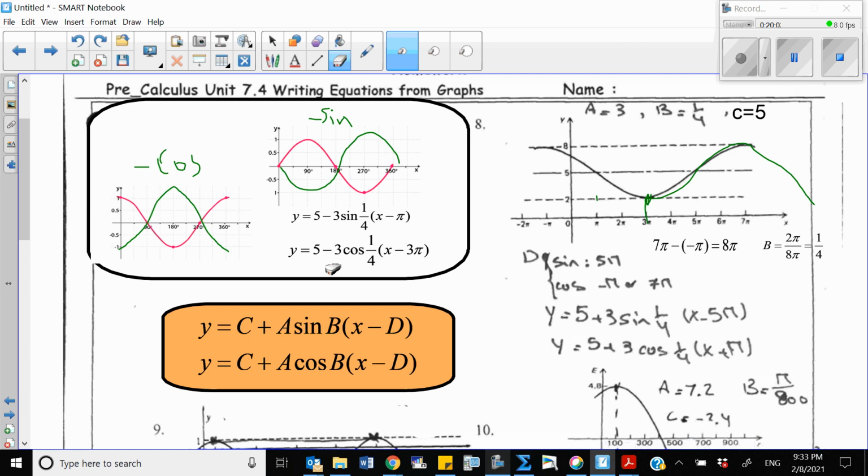5, instead of plus a, I write negative a because it's reflected over the x-axis. Cosine of 1 over 4 x minus d value, which is 3 pi, so I write x minus 3 pi.